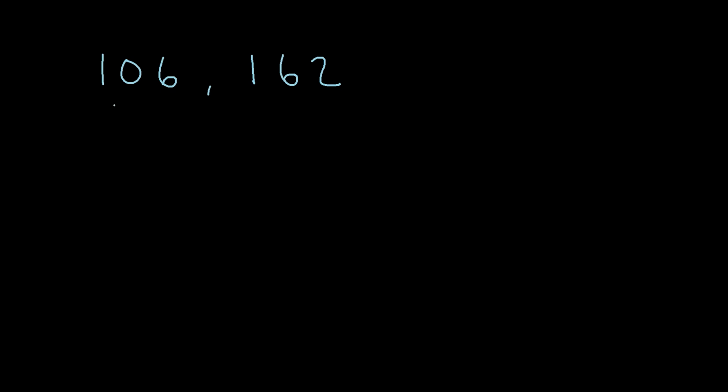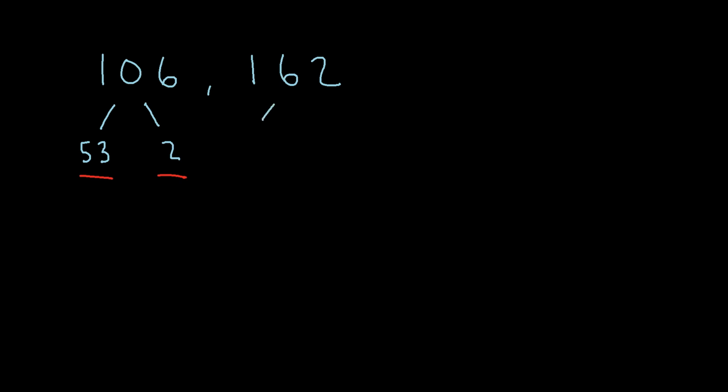So 106, that's an even number, so we know we can divide it by 2. 106 divided by 2 turns out to be 53. And it turns out that 53 is actually a prime number. So we're actually done with our prime factorization right here. 53 is prime and 2 is prime. So let's move on to 162.